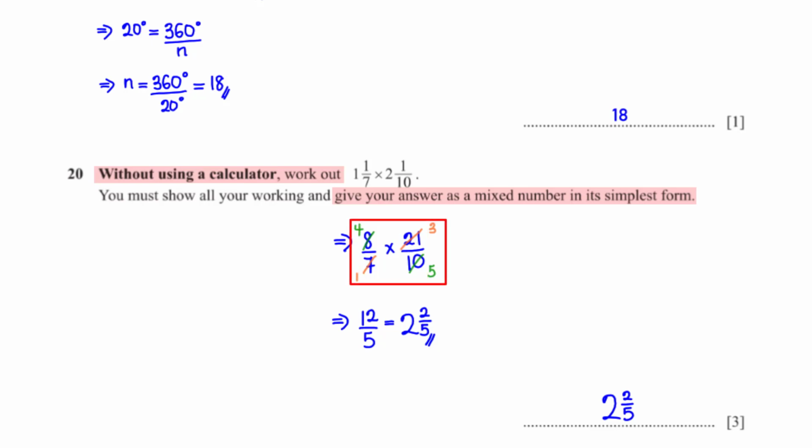7 goes into itself 1 time and goes into 21 3 times. 2 goes into 8 4 times and goes into 10 5 times. So for the numerator, 4 times 3 is 12, and for the denominator, 1 times 5 is 5. 12 over 5 is an improper fraction, so we need to convert it into a mixed fraction. 5 goes into 12 2 times with a remainder of 2, which we divide by 5, so we have 2 over 5.